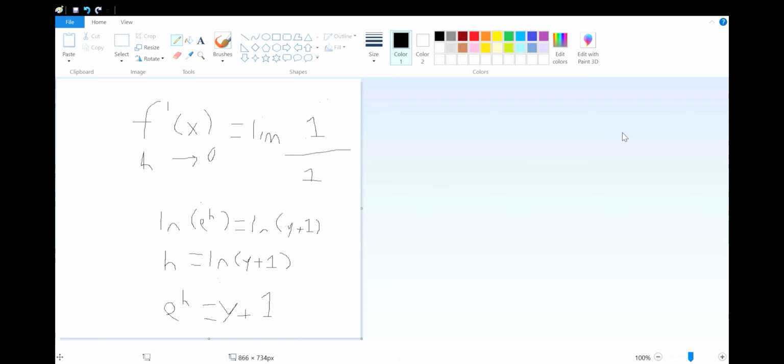This property is useful for solving first-order differential equations, because now we have an exact solution where the derivative and the function are equal, which is what a first-order differential equation asks, just like a second-order differential equation asks about the second derivative being equal to the function.